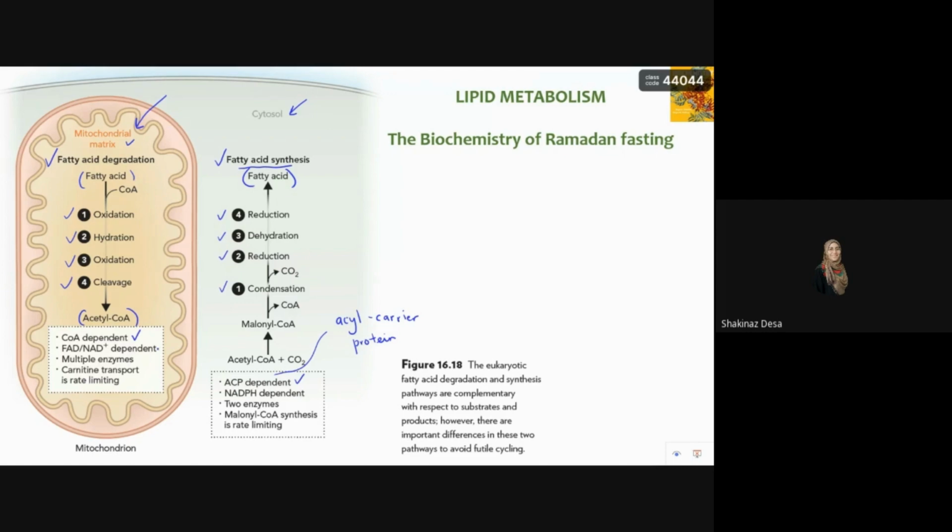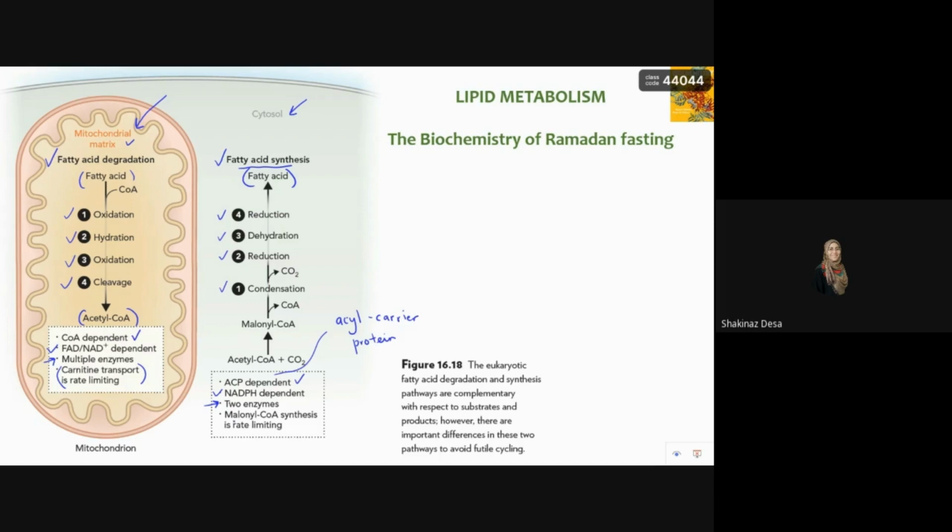Fatty acid degradation is FAD and NAD plus dependent, while fatty acid synthesis is NADPH dependent. For fatty acid beta oxidation, it requires multiple enzymes, and for synthesis, two enzymes. And here, the carnitine transport is the rate limiting step, meaning that carnitine transportation is the one that controls the production of acetyl-CoA, or the process of beta oxidation. So that is what it means by rate limiting.